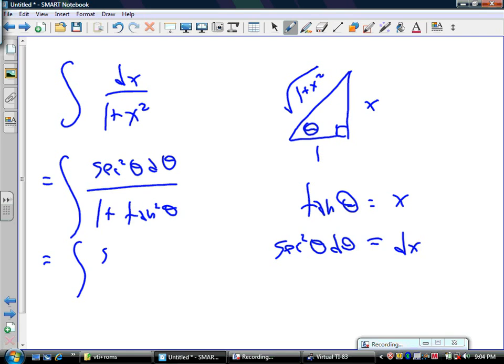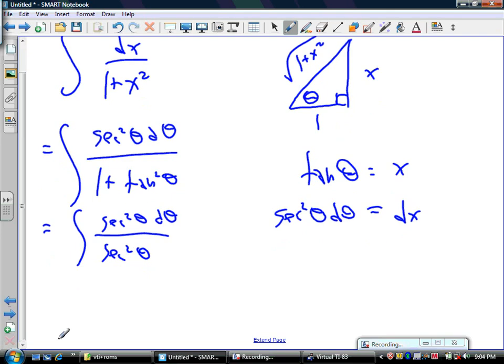All right, so I got the integral of secant squared theta d theta over secant squared theta. What happens? What do you want to do? You're going to cancel what? Secant squared. What's the antiderivative of d theta? Come on. Theta plus c. Wow, that was hard. But who's theta?